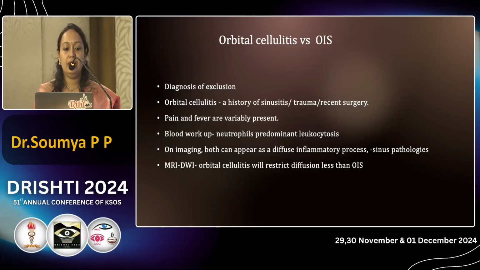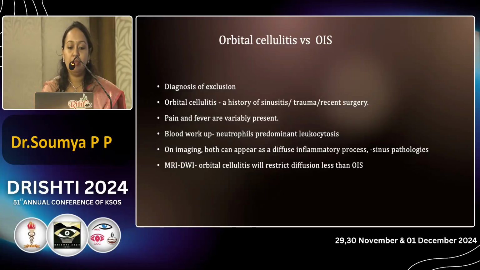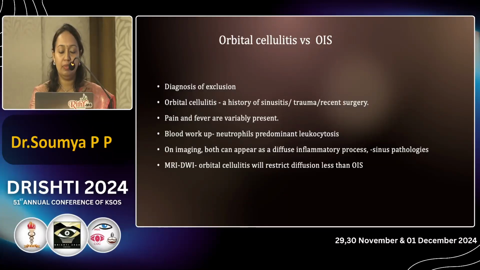So orbital inflammation is a diagnosis of exclusion, and the features suggesting orbital cellulitis are a history of sinusitis, trauma, or recent history. And fever will not be present in orbital inflammation. In the blood workup, if you get a neutrophil predominant leukocytosis, that more favors orbital cellulitis. On imaging, both can appear as a diffuse inflammatory process, but sinus pathology will direct more towards orbital cellulitis. And in MRI diffusion weighted images, orbital cellulitis will restrict the diffusion less than orbital inflammation, because orbital inflammation is more cellular and orbital cellulitis is more of edema.